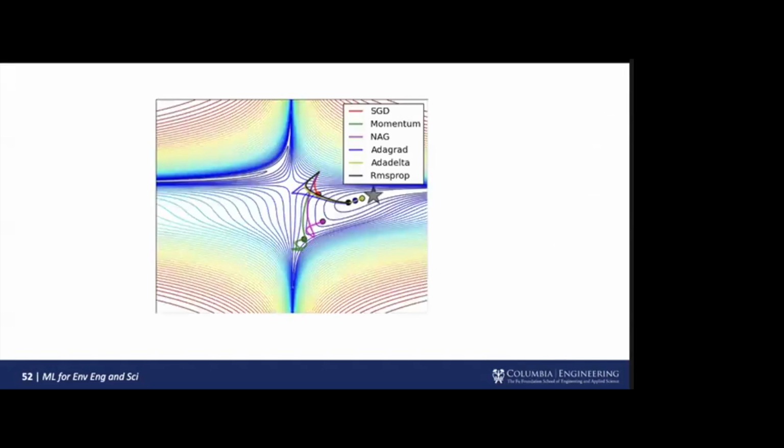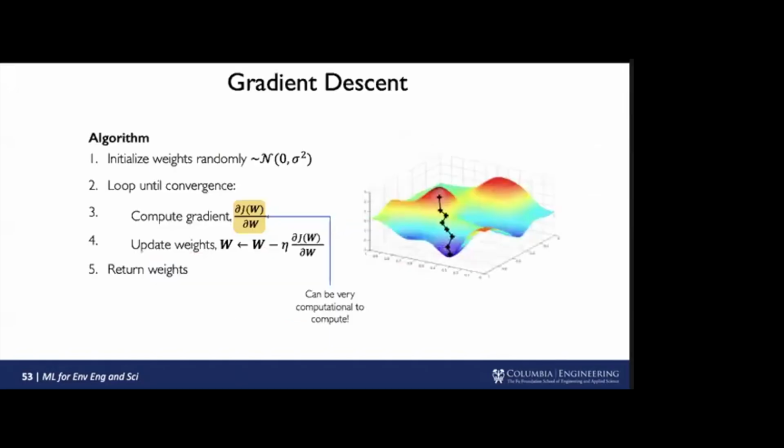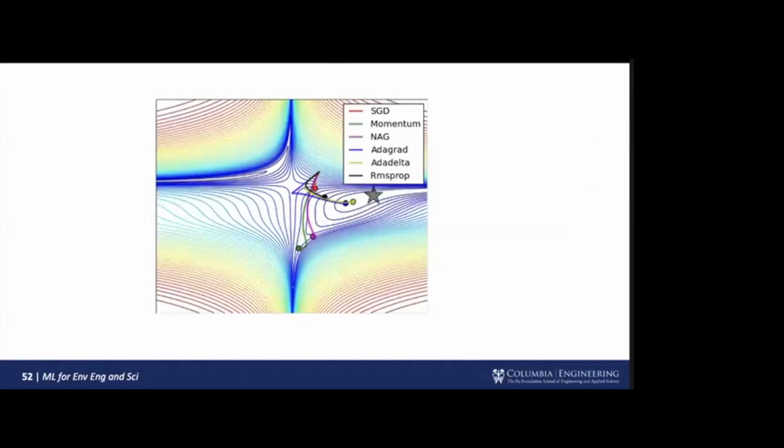Okay, now this figure compares how different optimizers move on the same loss function. Each colored path shows the trajectory taken by a different method, starting from the same point.